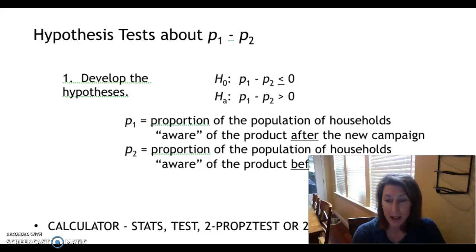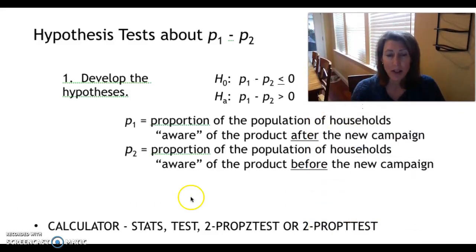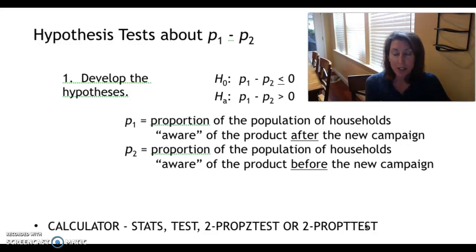And by the way, so nice, we don't have to go through all this. Just go to your calculator. You're going to go to stats, test, 2 proportion z-test, or 2 proportion t-test, depending on if you have the standard deviation or not. You're going to input what they ask you for, the P1, the P2, you've got the sample sizes, it's going to calculate for you the proportion, it'll do it all and tell you a p-value, and you reject if it's less than your alpha.